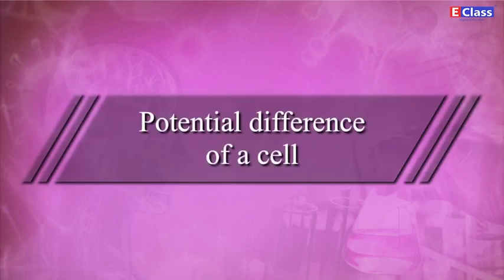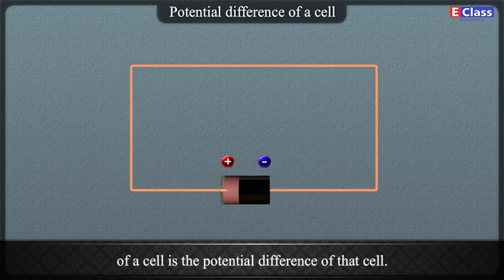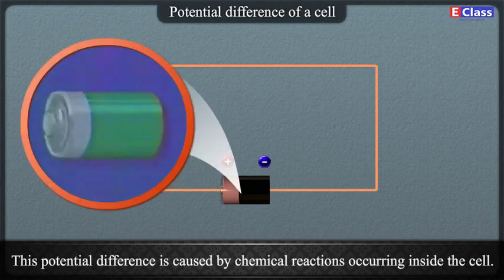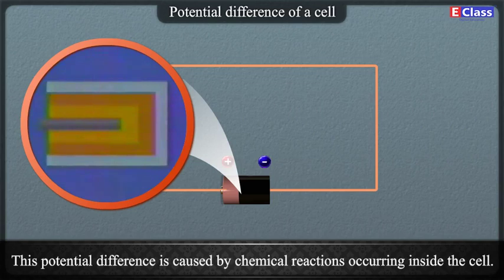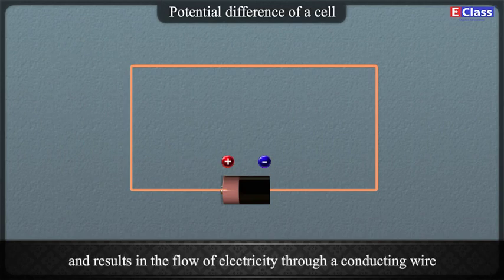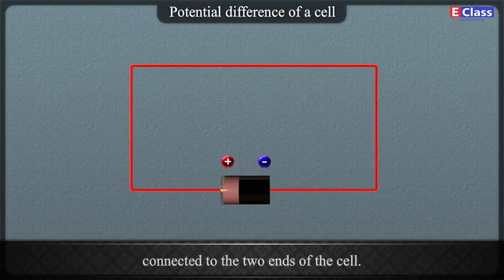Potential difference of a cell. The difference in potential between the positive and negative terminals of a cell is the potential difference of that cell. This potential difference is caused by chemical reactions occurring inside the cell. The potential difference sets the electrons in motion and results in the flow of electricity through a conducting wire connected to the two ends of the cell.